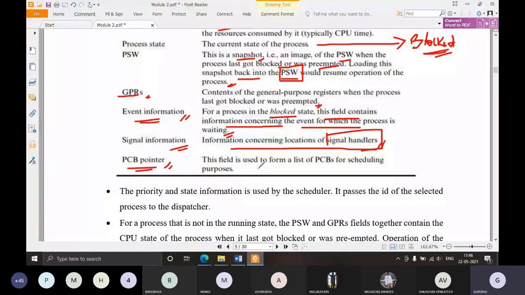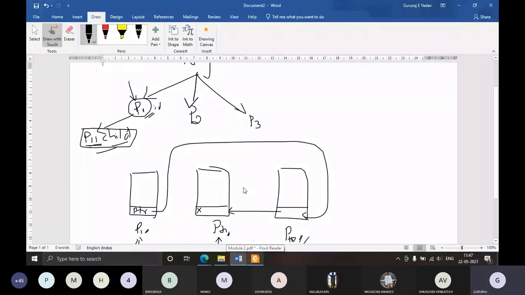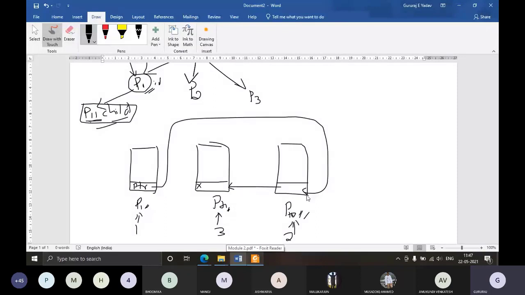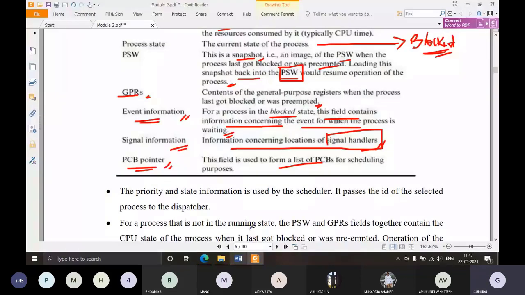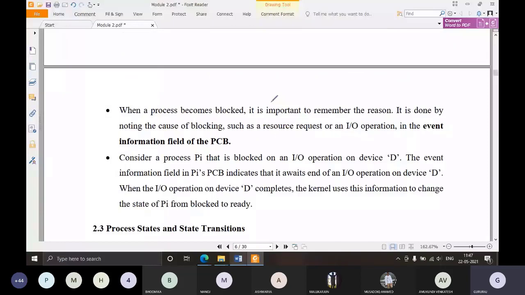So I just showed that in this diagram. After P1, next in the list is P10, and next in the list is P4. For maintaining this list, giving the link, this PCB pointer is used. Yes, the same thing is explained here. Go through this, the event information field, like that.